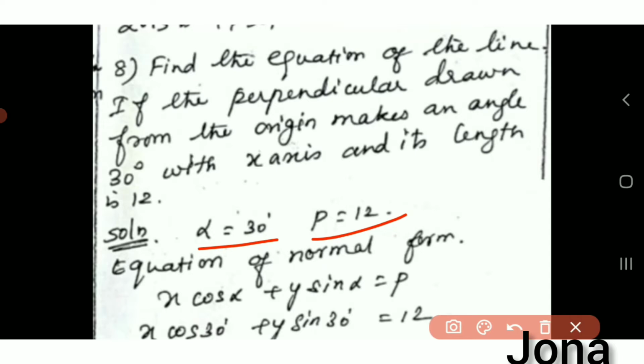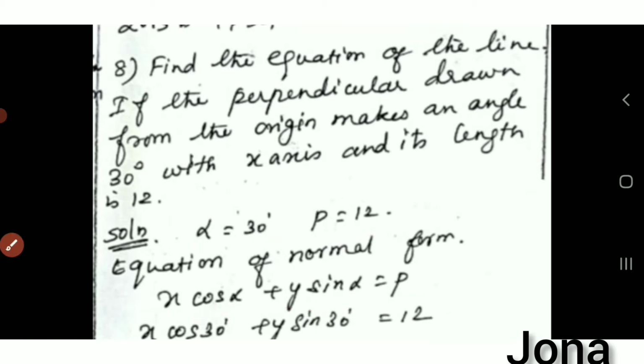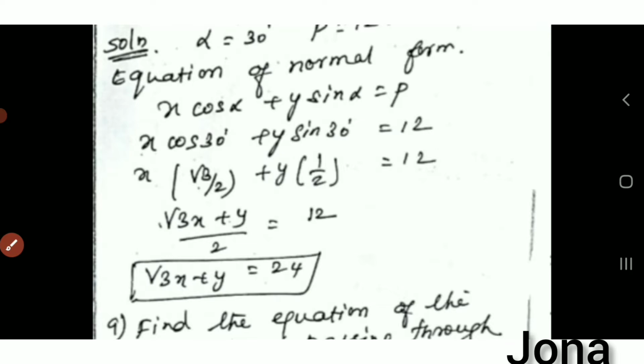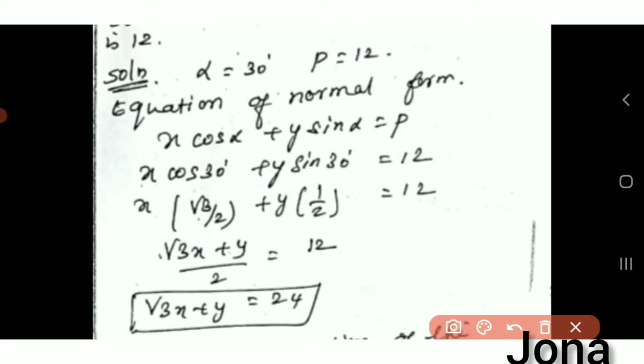So we can use the straight line formula directly: x cos alpha plus y sin alpha equal to P. Here instead of alpha we can substitute 30 and instead of P we can substitute 12 now. So we have x cos 30 degree plus y sin 30 degree equal to 12. The value of cos 30 is root 3 by 2 and sin 30 is 1 by 2.